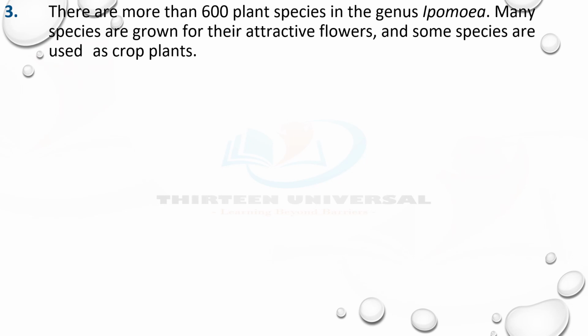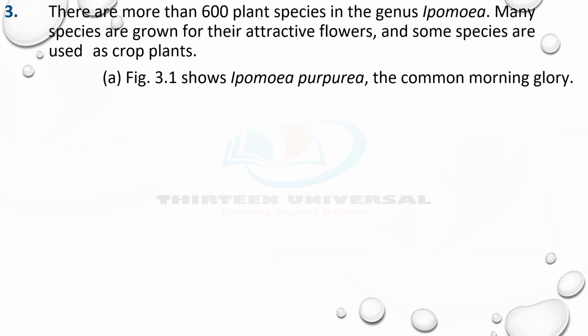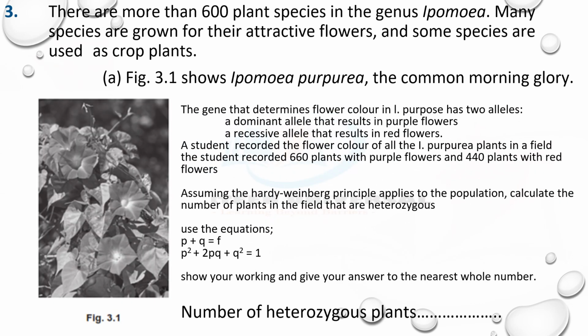There are more than 600 plant species in the genus Ipomoea. Many species are grown for their attractive flowers, and some species are used as crop plants. Fig 3.1 shows Ipomoea purpurea, the common morning glory. Look at this question. It says the gene that determines flower color in Ipomoea purpurea has two alleles: a dominant allele that results in purple color, and a recessive allele that results in red flowers.